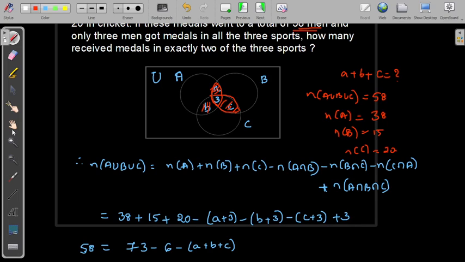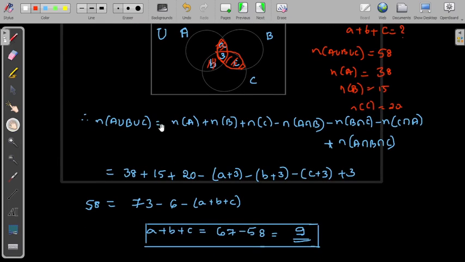Now you simplify all these. After simplifying, N of A union B union C will be 58. Total of 58 men got the medals. So 58 equals, add up these values. Then A plus B plus C, take minus outside. 3 here, 1 3 cancels. Then 3 minus 3, this is minus 6. So 73 minus 6, get the value. So A plus B plus C is to be taken to the left hand side. So 67 minus 58 gives you the value 9. So 9 men got medals in exactly 2 of the 3 sports.